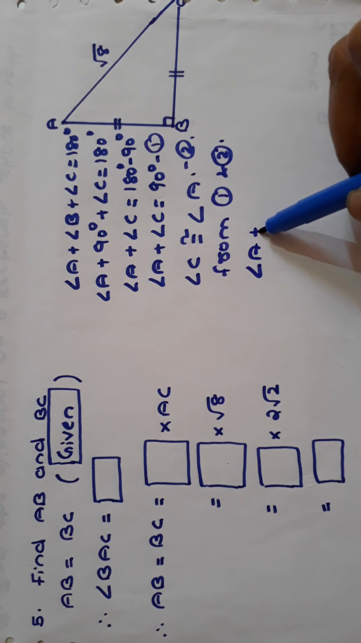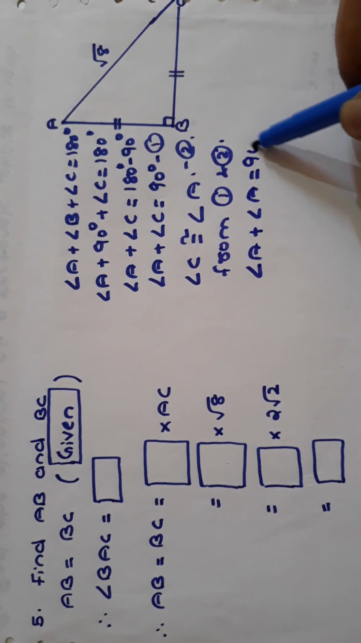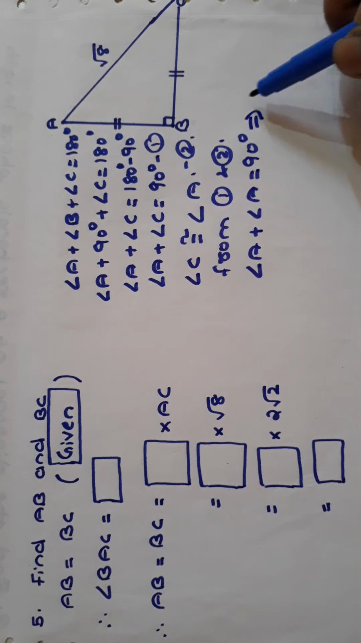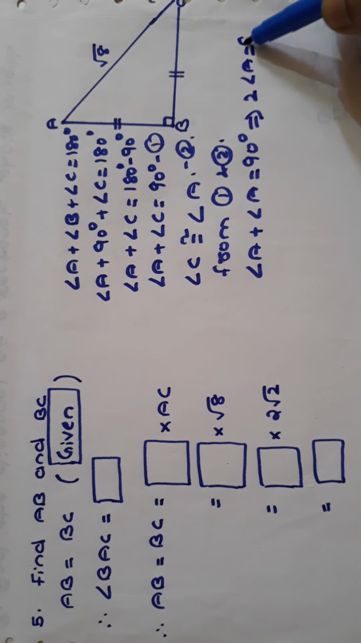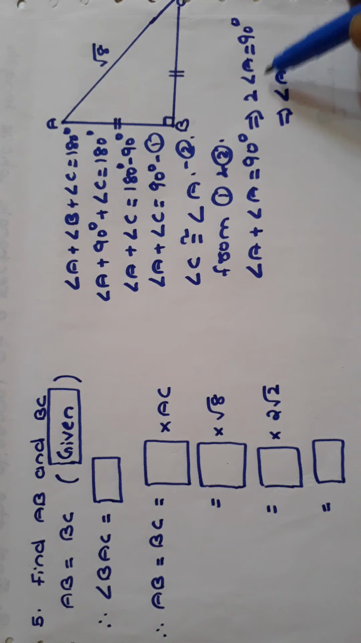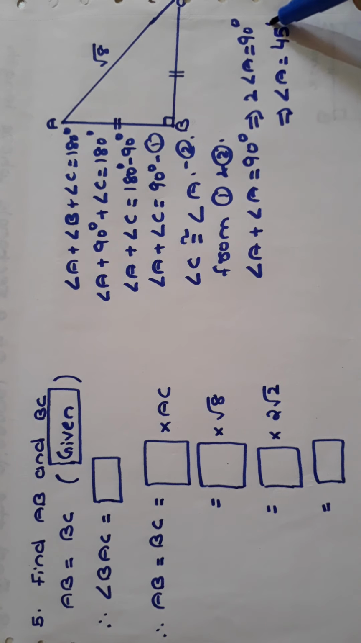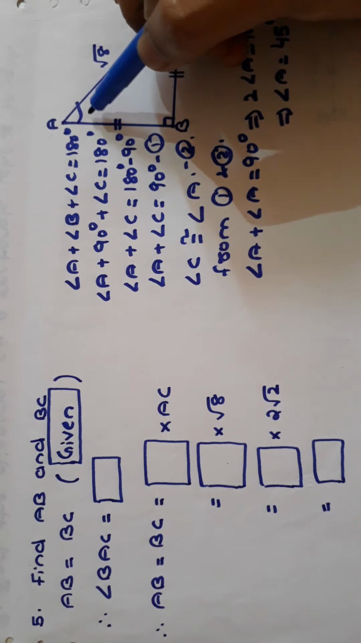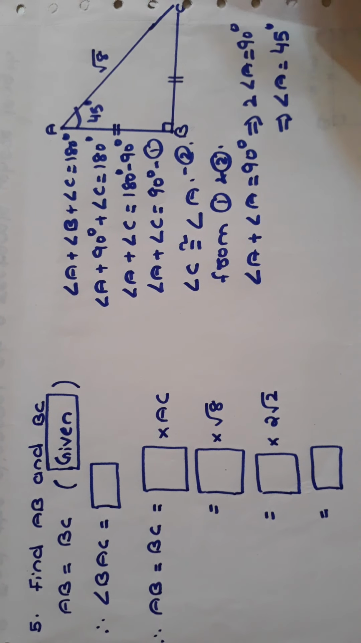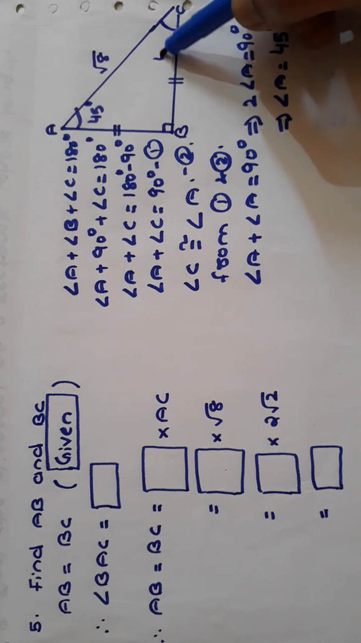angle A plus angle A is equal to 90 degree because angle C is same as angle A. So this implies 2 times angle A is 90 degree, and that means angle A is 90 divided by 2, that is 45 degree. So angle A is 45 degree, but since angle C is equal to angle A, angle C is also 45 degree.